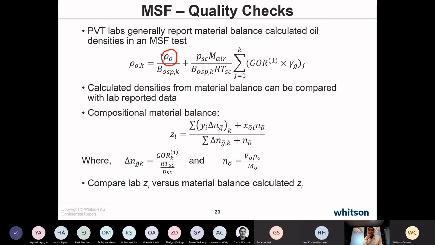I don't know what other labs actually do, but what we have found generally in almost all our PVT studies is that almost all labs just calculate these densities from the material balance, or maybe they measure the densities internally in the PVT lab, but when they report the densities, they just report them from the material balance, because then you don't see any deviation from the material balance, and they just make the clients happy.